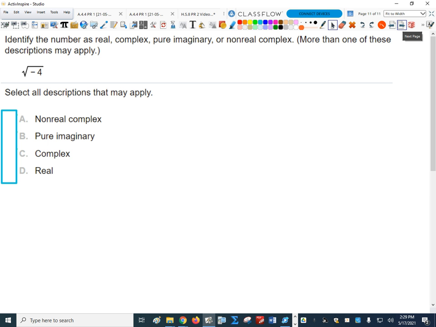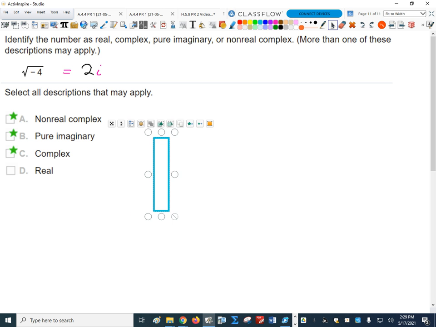And then last one, the square root of -4. This is one we need to simplify first. What is this equal to if we write it with i's? Okay, good. Square root of 4 is 2, and the square root of -1 is i. So we get 2i. And so non-real complex? Yes. Pure imaginary? Yes. Complex? Yes. Real? No. You got it. You guys can work for the rest of the period. That'll get you going.